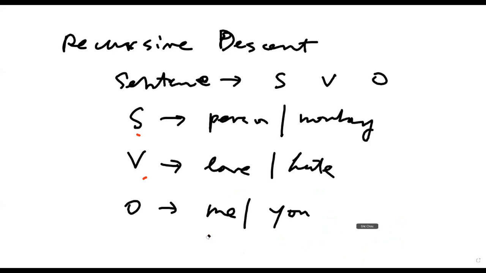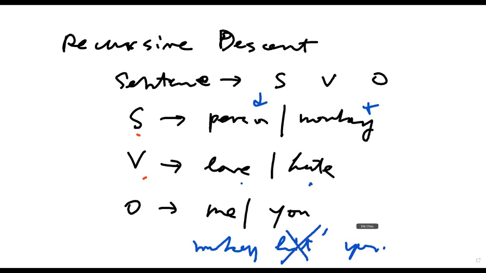Let's try another one: "monkey hit you." First, try person, fail, try monkey, pass. So there's a subject, you pass, go back. And then you try hit. Hit: you try love, fail, try hate, fail. So this one you will report an error in the grammar. Is that okay?